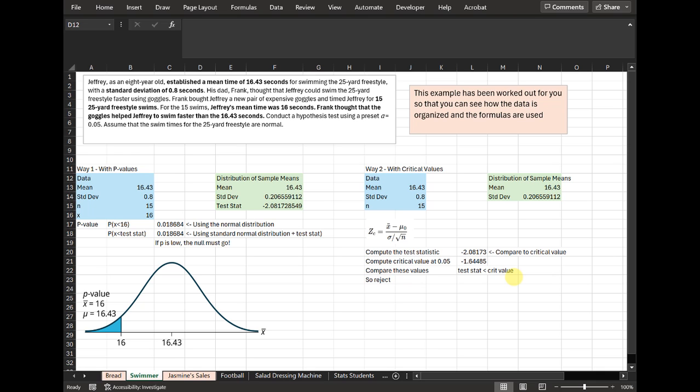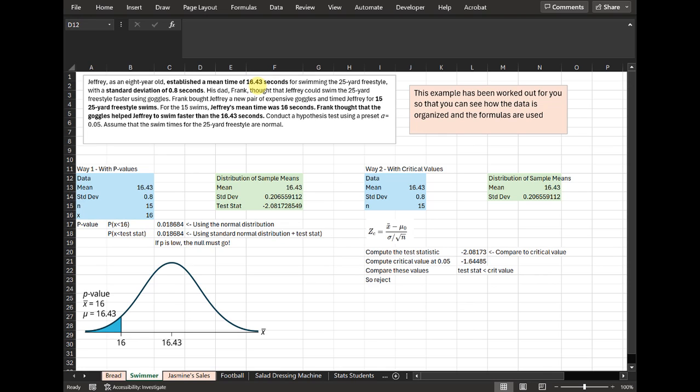All right, so Jeffrey has an established mean time of 16.43 seconds for swimming the 25-yard freestyle with a standard deviation of 0.8 seconds. His dad thought that with some goggles he might swim faster, and so he timed Jeffrey for 15 25-yard freestyle swims, and his mean time with the goggles was 16 seconds. So Frank thought the goggles helped Jeffrey to swim faster, so we're going to conduct a hypothesis test using alpha equals 0.05. Okay, so we want to know in this case if Jeffrey has broken his average time.